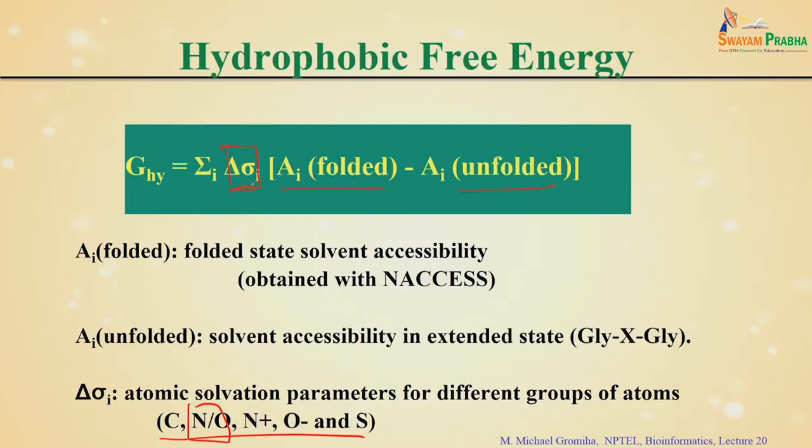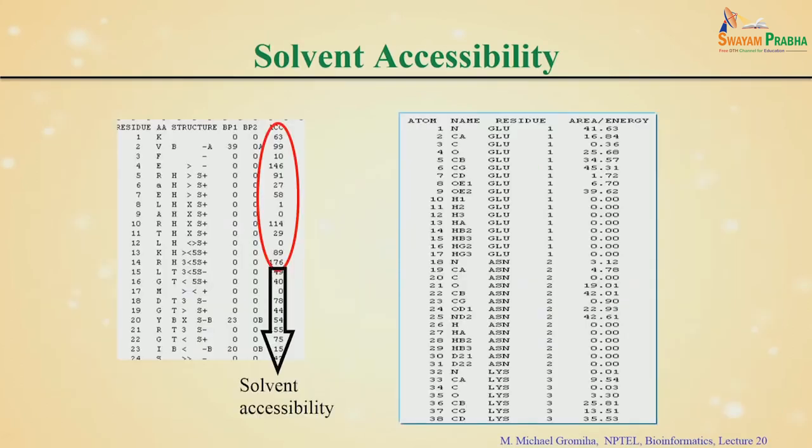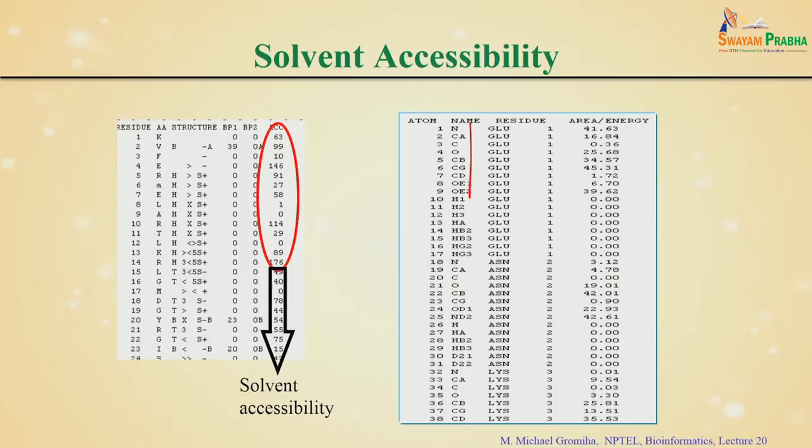Now, the question is how to get this delta sigma_i. I show the accessibility. The accessibility criterion we know: we roll a water molecule to see how far each atom is accessible to the solvent. Here is a figure you are familiar with now. You can see these residues are in the interior and these residues are at the surface. If you run the program, you can get the values, either residue-wise accessibility or atom-wise accessibility. For calculating this hydrophobic free energy, which data is required, atom-wise or residue-wise? Atom-wise. So you can see different atoms, and you can use these values to calculate the hydrophobic free energy.